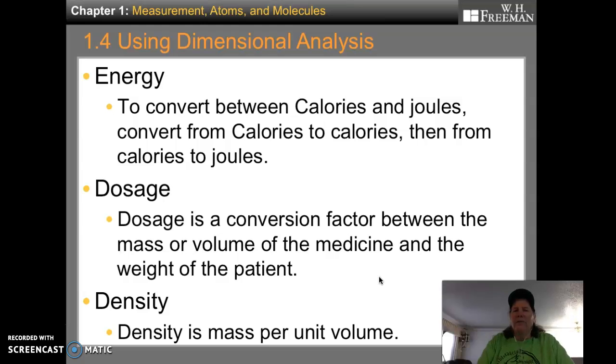Okay. Another conversion factor is density. Density is mass per unit volume. That's how close together the little particles are. If something has a density of less than 1, it floats. If it's greater than 1, it sinks.